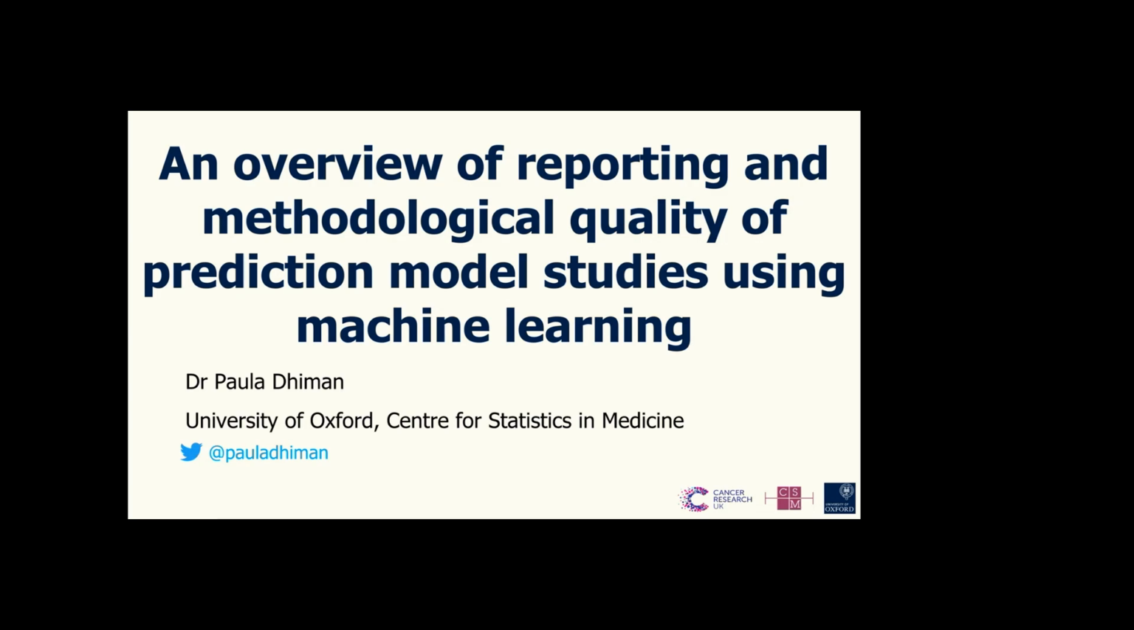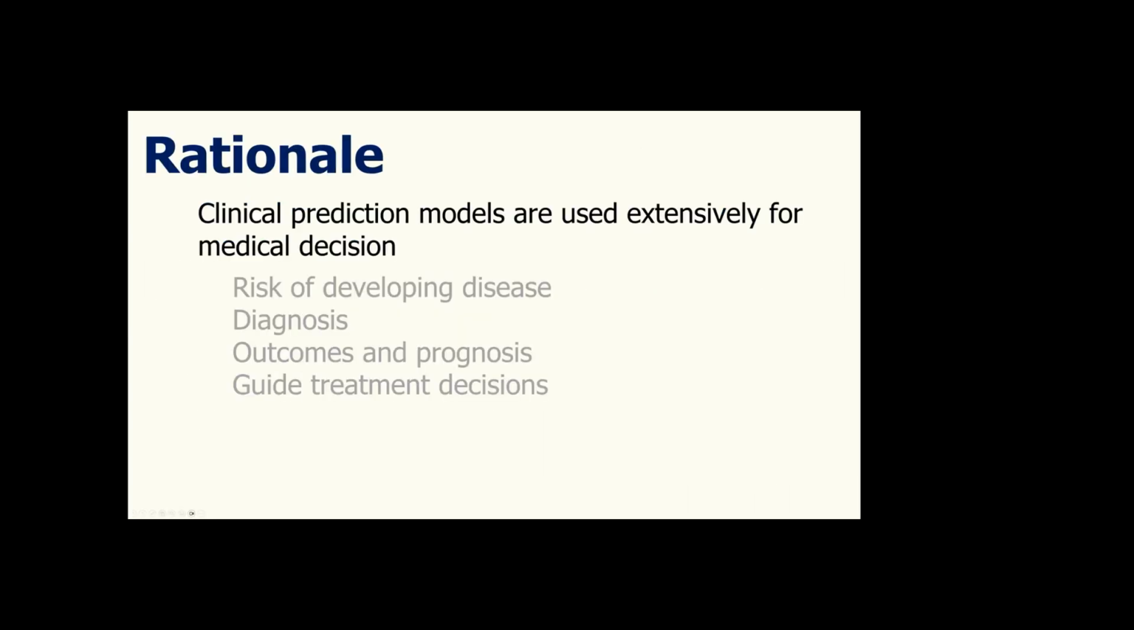The rationale for this work was the fact that clinical prediction models are used extensively for medical decision making, and we see this in terms of predicting the risk of disease, for diagnosis, and thinking about outcomes and prognosis for patients and to guide treatment decisions. Those are just a few of the ways that prediction models are being used. And we see this in practice online.